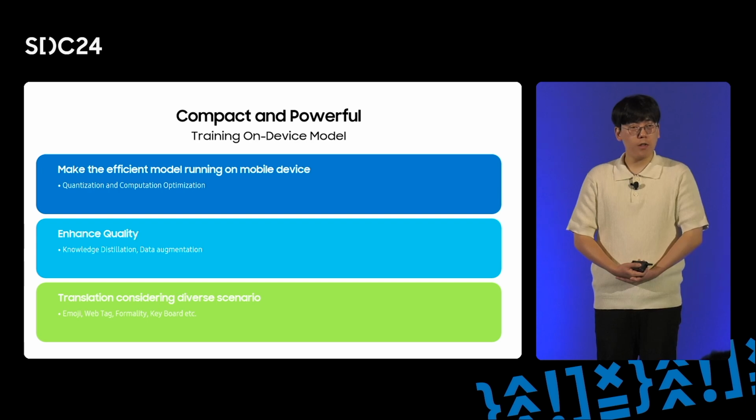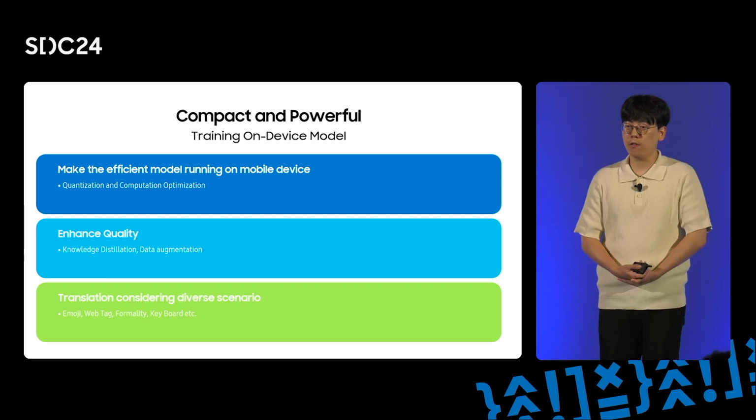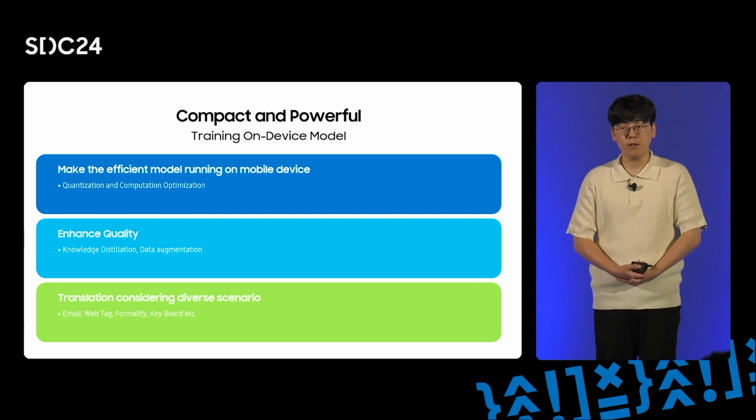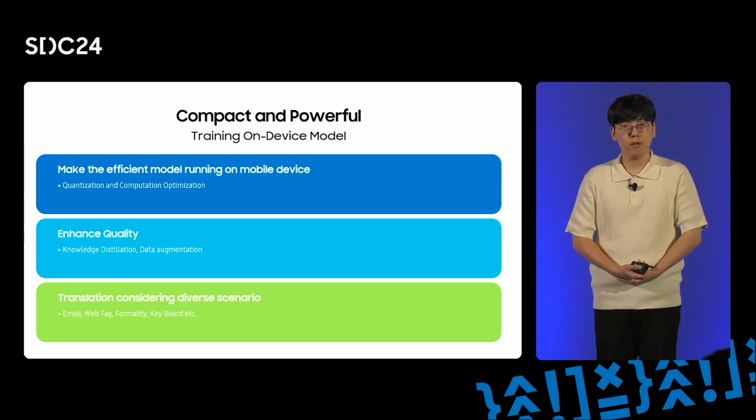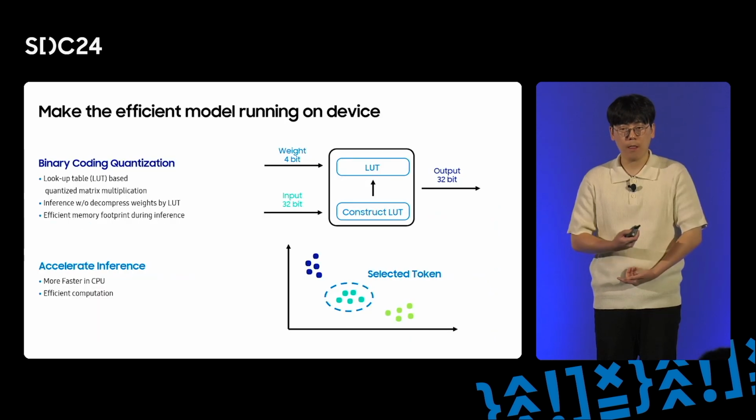I will start with how we trained and made the quantized model. Then I will move on to what we did to give the compact size model a great performance in translation. Finally, since our model was used in various application scenarios, such as web translation, we enhanced the data set, thereby improving translation quality. I will cover these topics one by one.